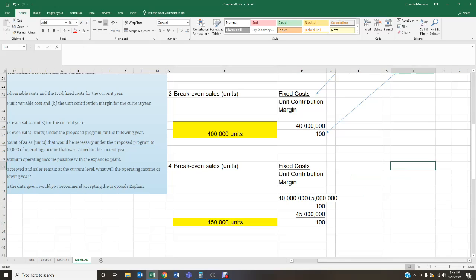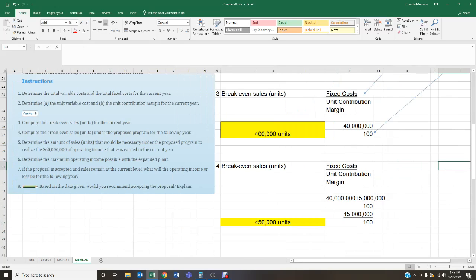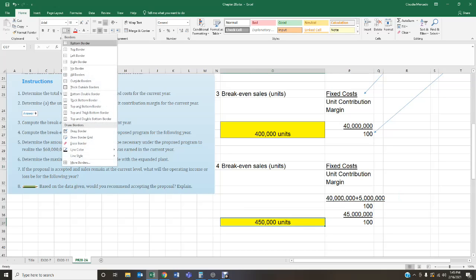Okay, so requirement 4 says compute the break-even sales in units under the proposed program for the year. Before this proposal, to break even, we had to sell 400,000 units. Under this new proposal, which has higher costs, we would have to sell 450,000 units to break even. So it's impacting us by having to sell an extra 50,000 units.